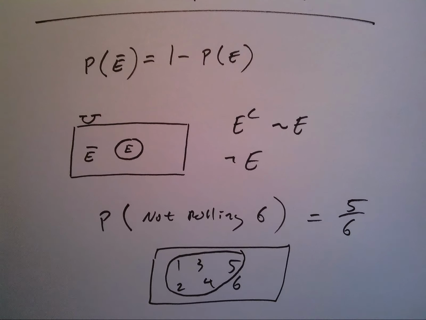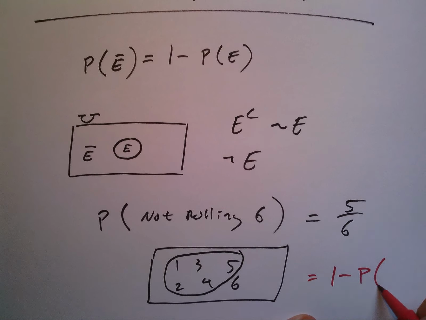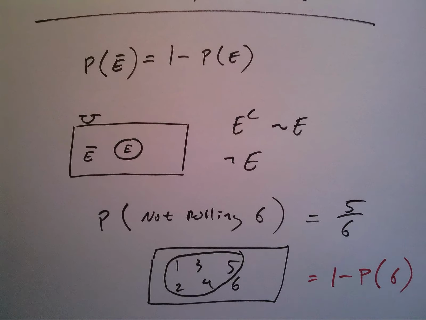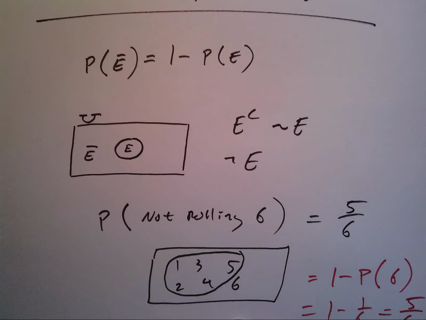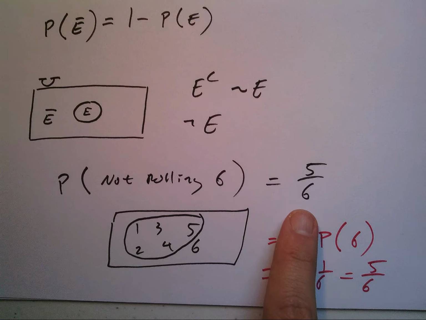Now, I also could have looked at the complement, and you see how 6 is outside of that circle? I could have said that this is the same as 1 minus the probability of getting a 6, which equals 1 minus 1 over 6, which is equal to 5 over 6. Now, for this example, we could have done it either way. It was just as simple. But sometimes, and we'll have examples in the book, it's easier to figure out the complement than it is to find out the direct probability.